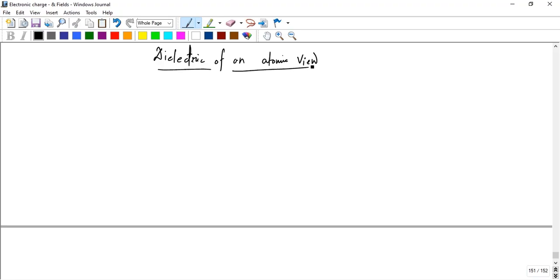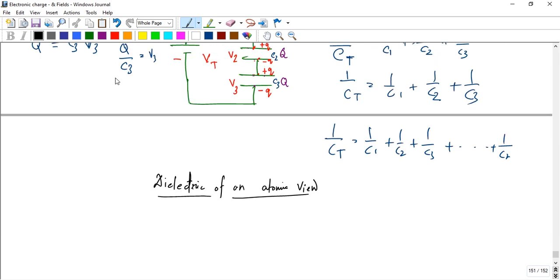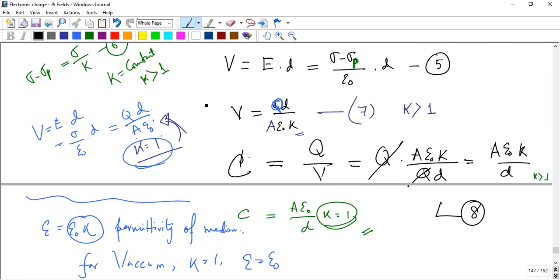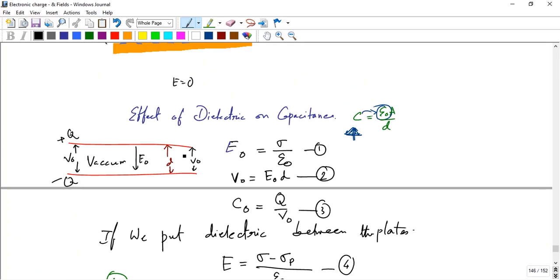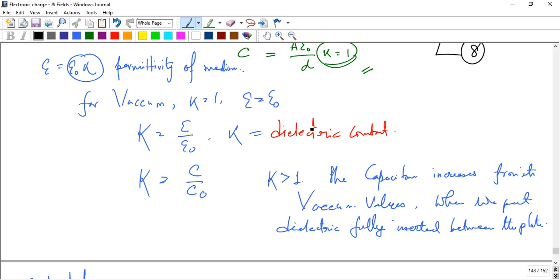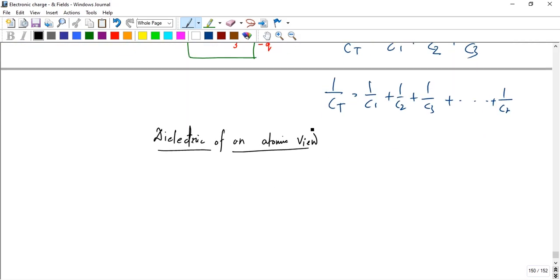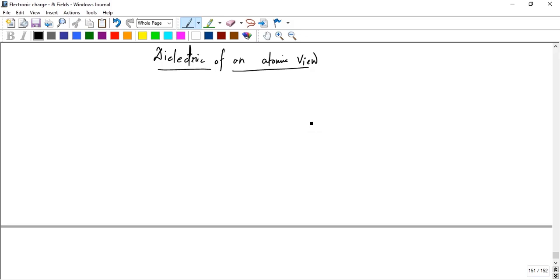In the previous class we discussed what happens when a dielectric is put between equipotential surfaces, and what change in the value of capacitance took place. There we discussed the effect of dielectric on capacitance. Today we discuss what a dielectric is, the dielectric from an atomic view.